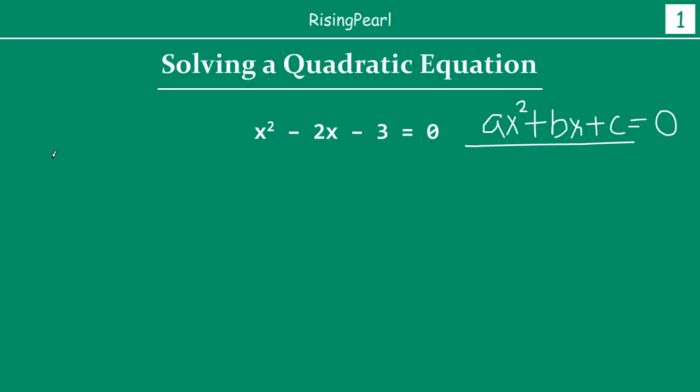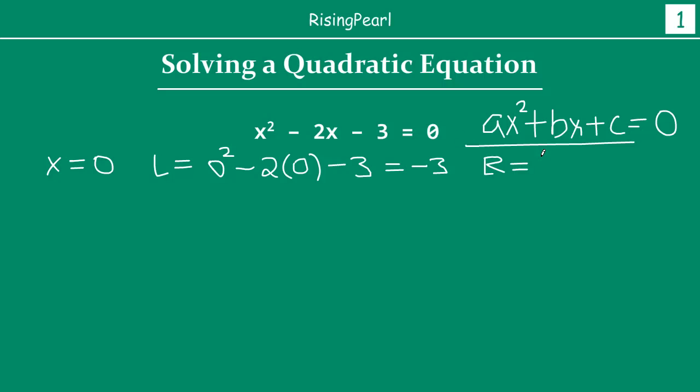So now let's say if I were to ask you, let's put x equals 0, see what happens. If you take the value of x equals 0 and put that on the left hand side, L means left hand side, so you have, instead of x you put 0, 0 squared minus 2 times 0 minus 3. This is 0, you get minus 3. And the right side, let's write that by R, R is the right hand side, is 0. So the left hand side is not equal to the right hand side for x equal to 0.